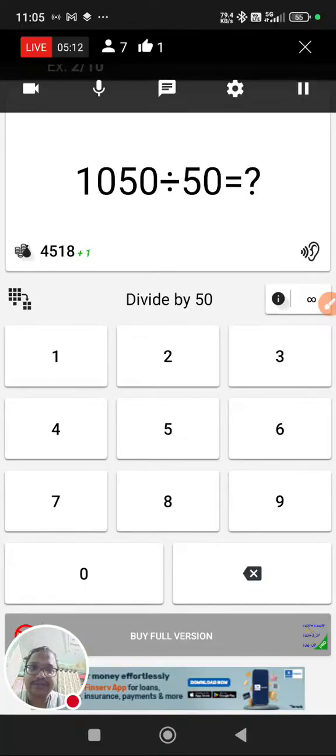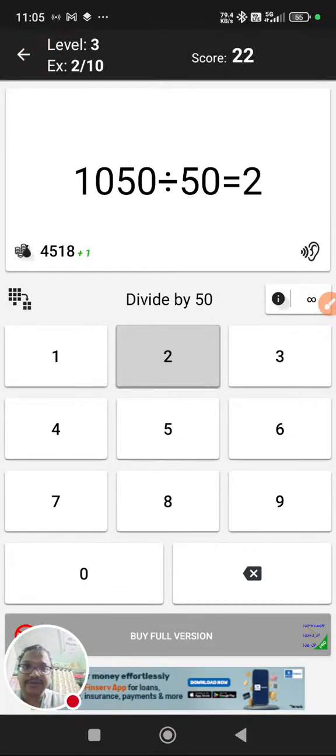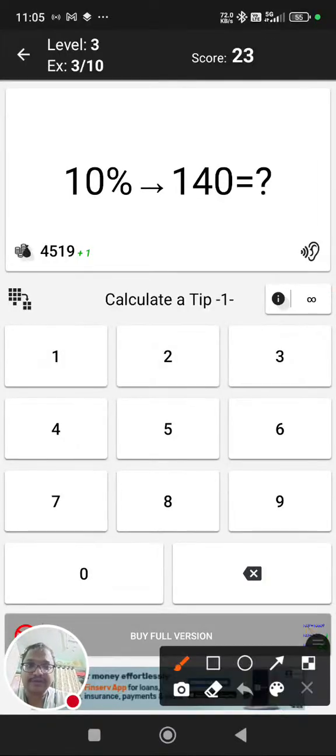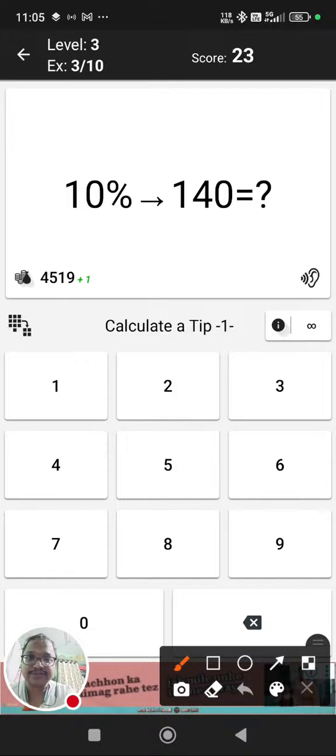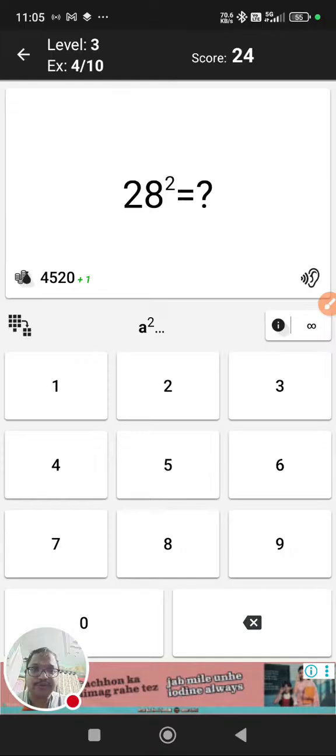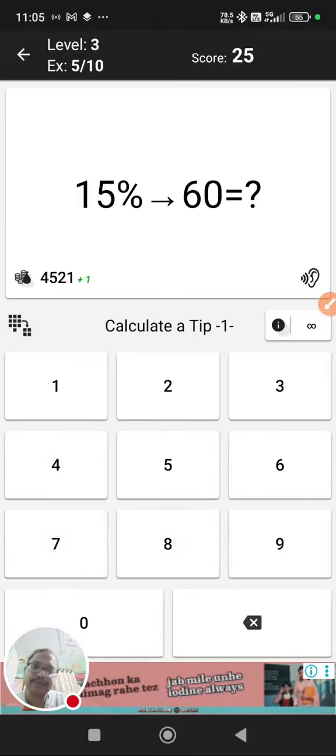Here 0 0 cancel, 5 20 1 times. To find 10 percentage value we place a point from the right side, and we get the value of 10 percent, which will be 14. So the answer will be 14. 28 square, the value for this one will be 784.